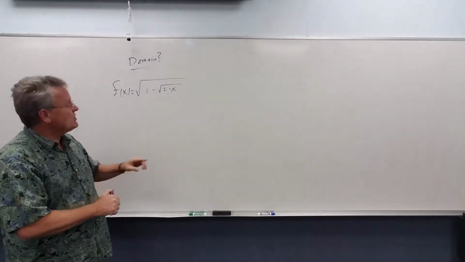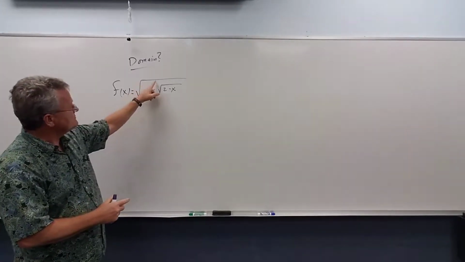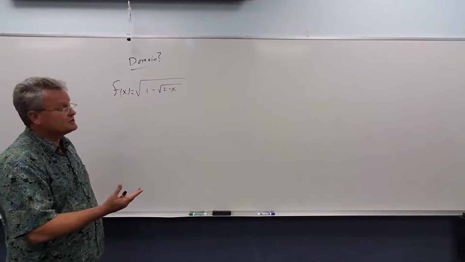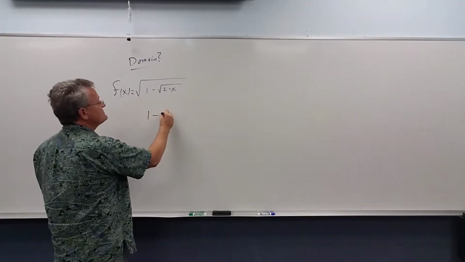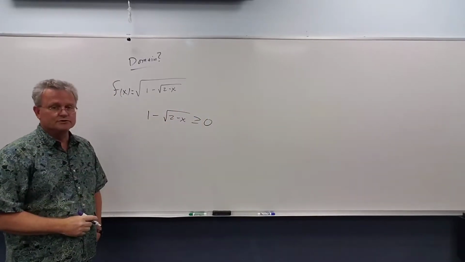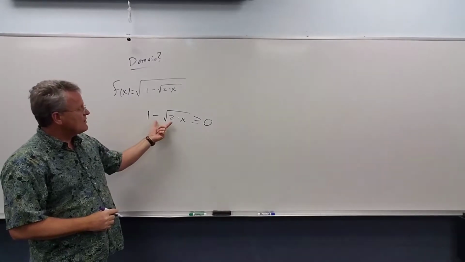So to do this, we know, to start out, whatever's under this square root, the radicand, has to be greater than or equal to 0. So we take 1 minus the square root of 2 minus x. This has to be greater than or equal to 0. All right, so now we've got to solve this.